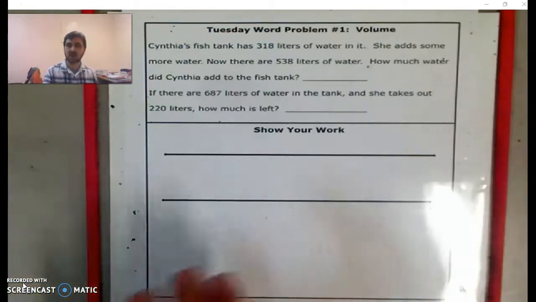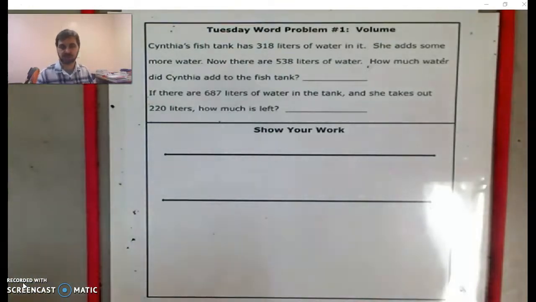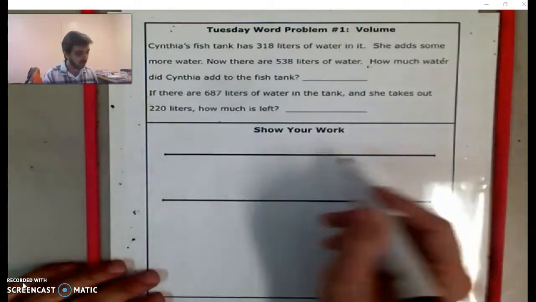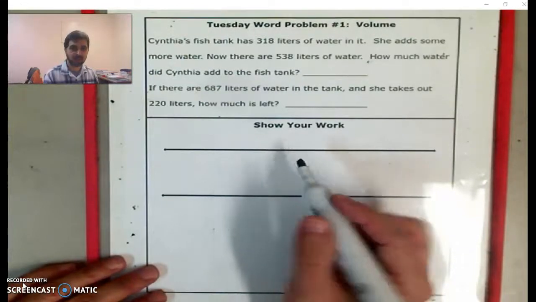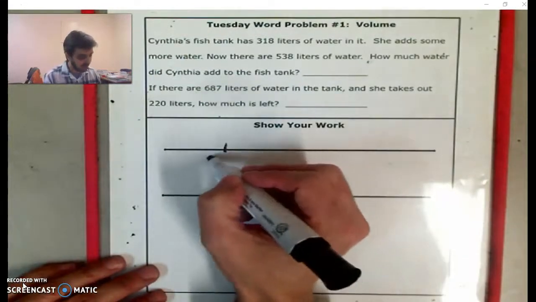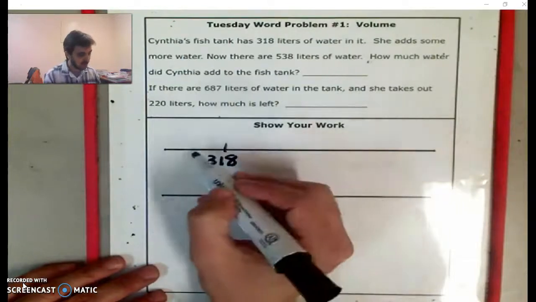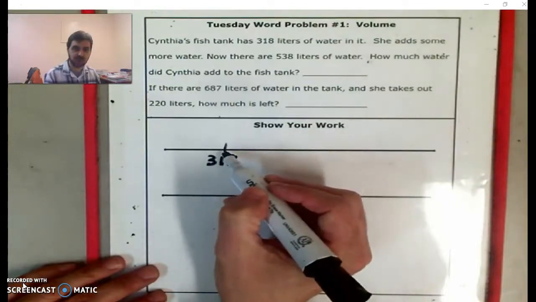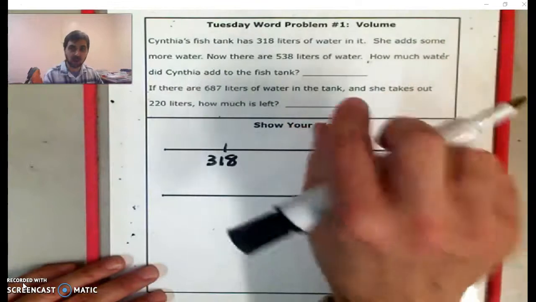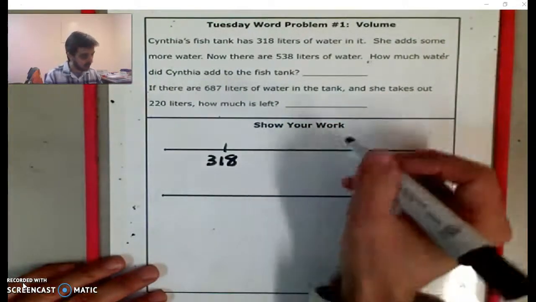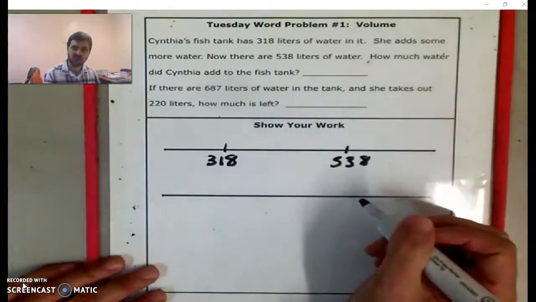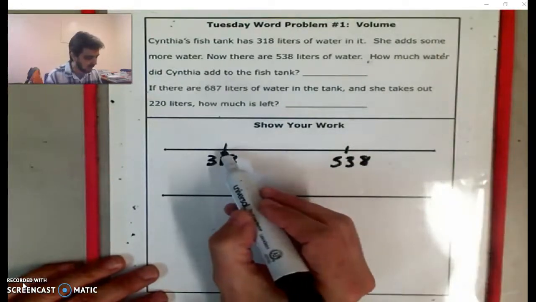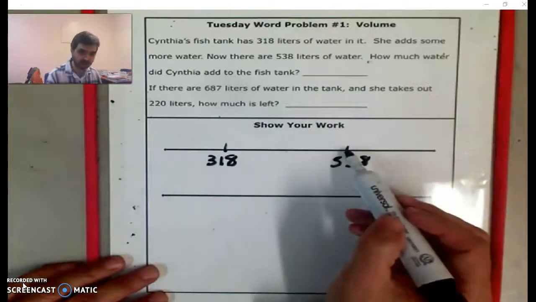All right, boys and girls, so how did it go? Did you already try it? Okay, if you didn't, then do it now. The way you could think about this on a number line is we could think that 318 was the amount of water that she had in the fish tank. And then she added some water. We don't know how much, but it went all the way up to 538. So we're trying to figure out the distance between 318 and 538.